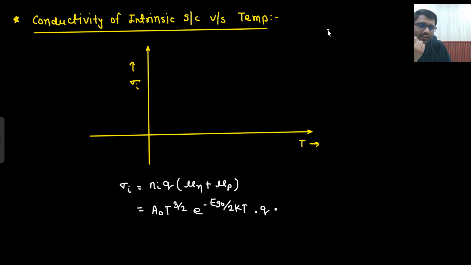What about mu n and mu p? Now sir, for mu we know two things. Mu is proportional to T to the power minus 3 by 2 and mu is proportional to T to the power 3 by 2. This will work in the low temperature range and this will work in the high temperature range.